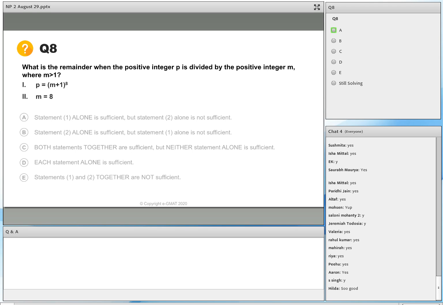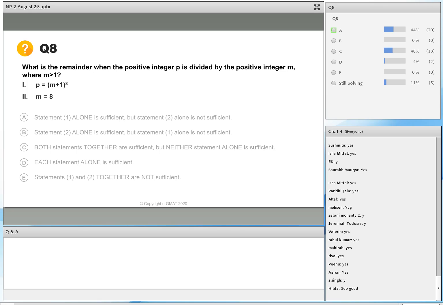Last 10 seconds, guys. Last 10 seconds. Please put your answers in the poll. Okay, 3, 2, and 1, because all of you have already answered. So I'm going to end the poll and broadcast the results.